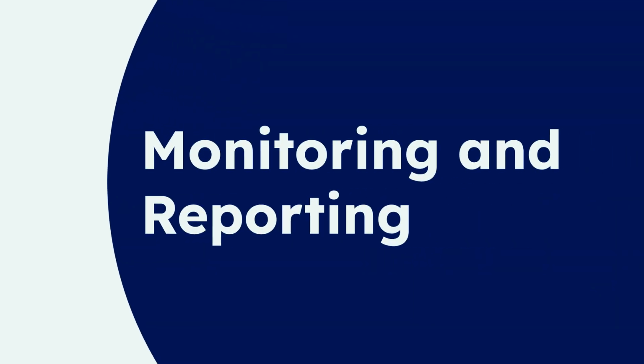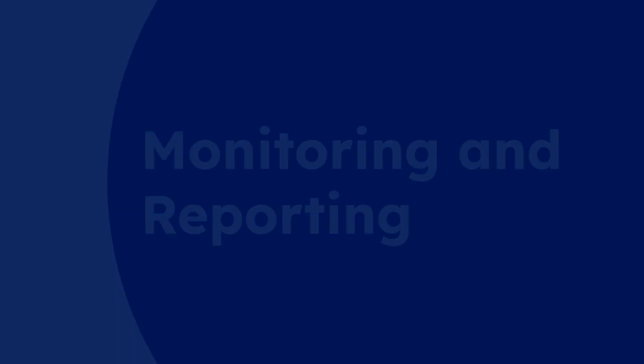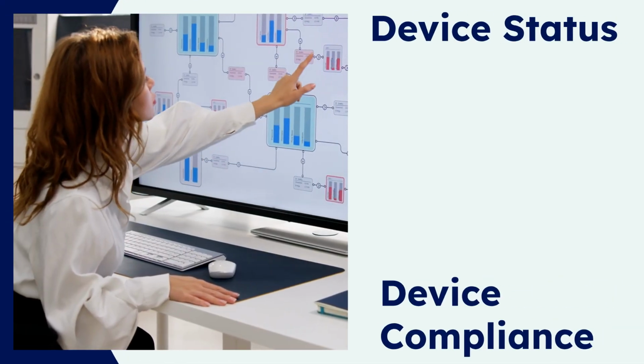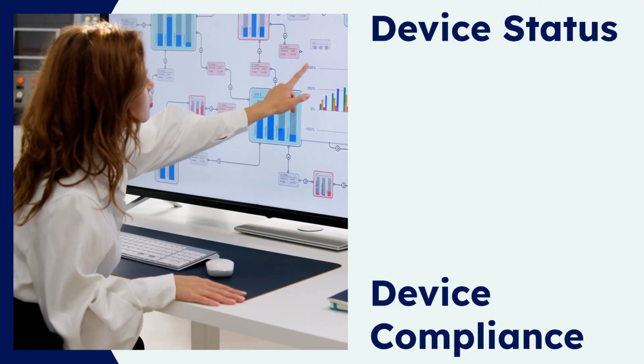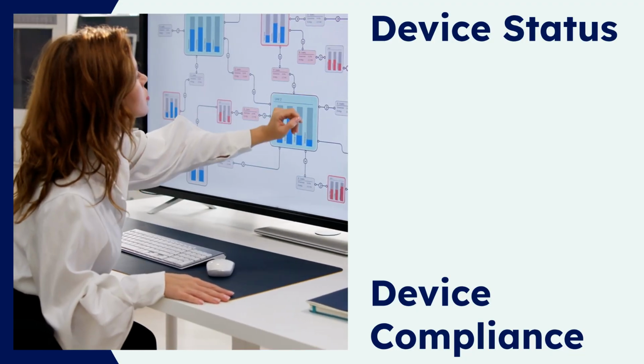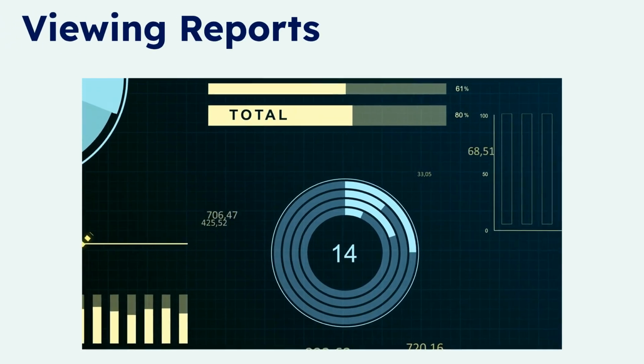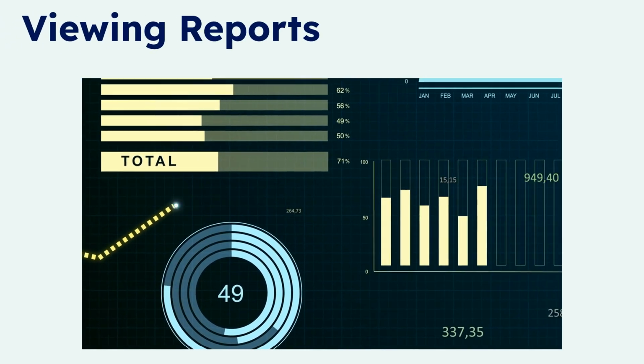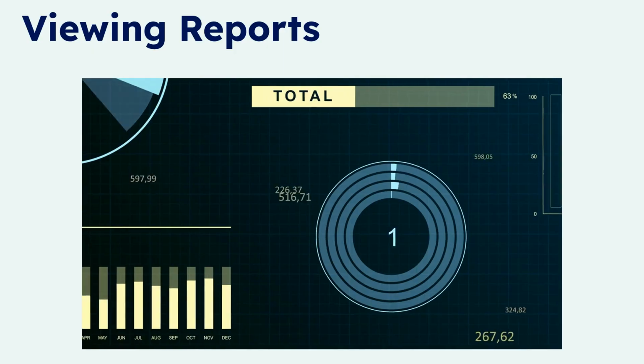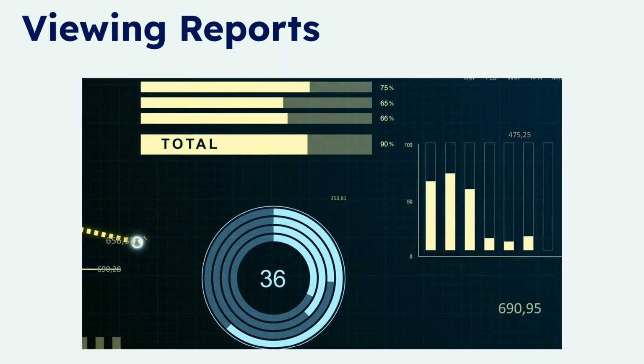Finally, effective management requires constant monitoring. Let's look at how Intune helps you keep track of your environment. Check device status and compliance reports regularly to identify any issues and ensure all devices adhere to your organizational policies. Intune provides detailed reports on device enrollment, policy compliance, and app usage, giving you valuable insights into your mobile environment.